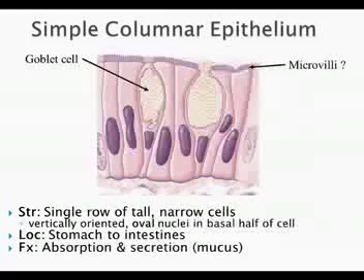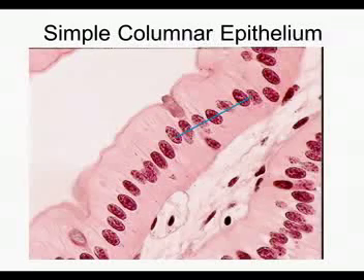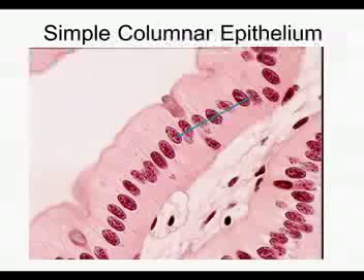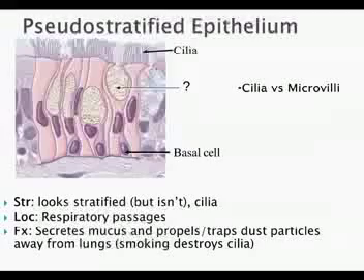So again, really classic simple columnar is going to have these column shapes, all the nuclei in a row, and then these associated structures like goblet cells and microvilli. All right, here's an example of an actual slide, probably around 400x magnification. If you look at it, that blue line right there emphasizes that the nuclei, though there's some variation, are really set up in a row, right? They're all on the same plane.